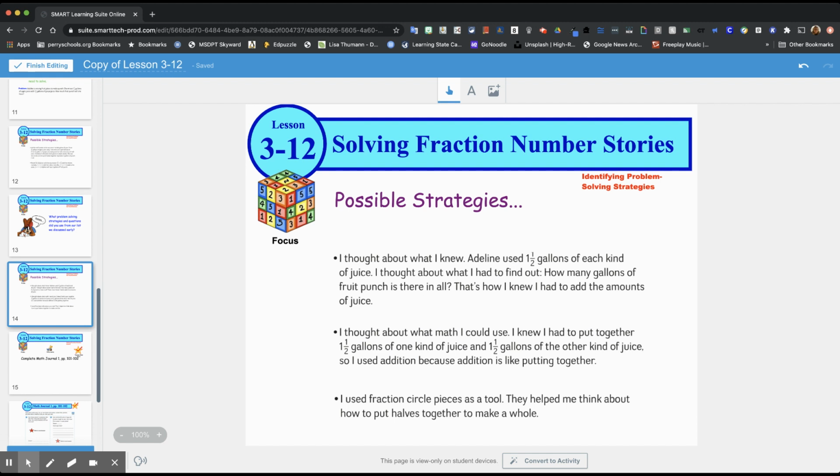Again, I did that as well on top of the first strategy. Using the fraction circle pieces as a tool, that's something that I did not do. I chose not to, but you could have. And hopefully if that helps you, you're doing that. Okay? Think about how they help you put halves together.